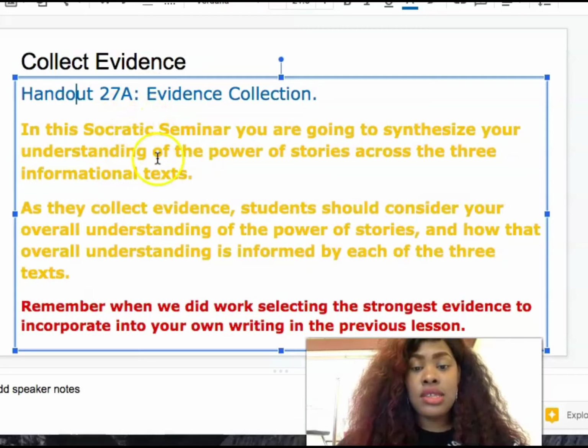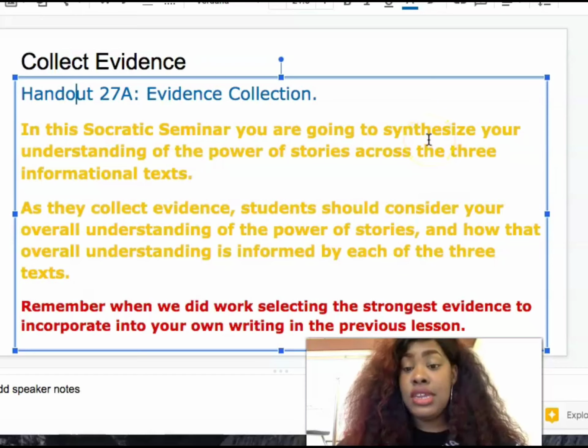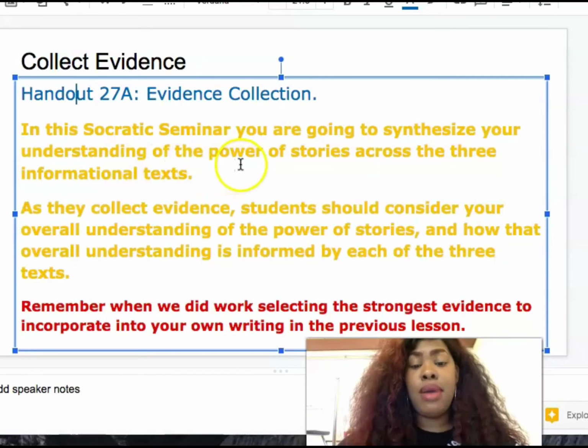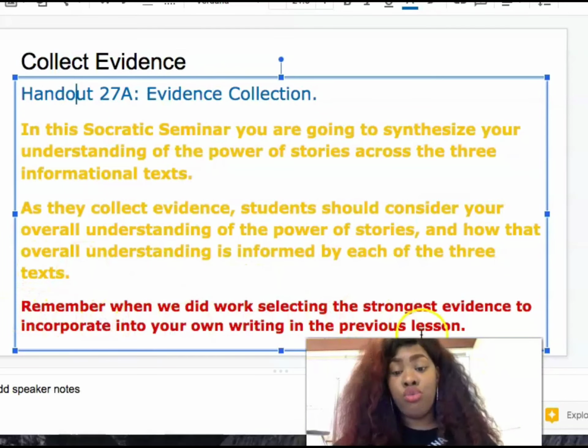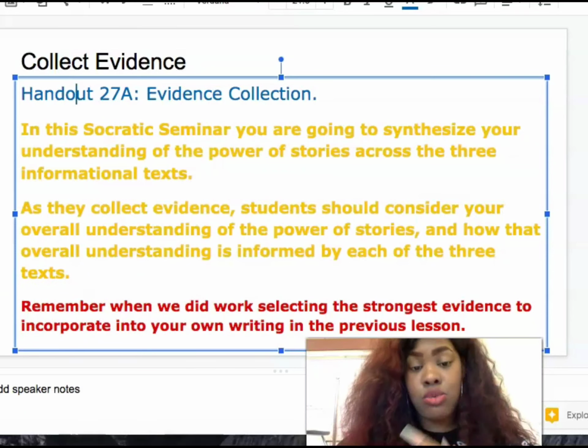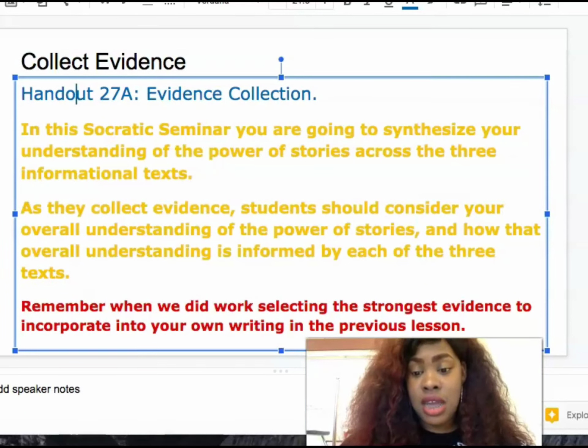In the Socratic seminar, you are going to synthesize, which means break apart and break down your understanding of the power of stories across the three informational texts. As you collect evidence, I want you to consider your overall understanding of the power of stories and how the overall understanding is informed by each of the three texts. I want you guys to remember that we did work selecting the strongest evidence to incorporate into your own writing in the previous lesson. So we should know a lot about textual evidence at this time.